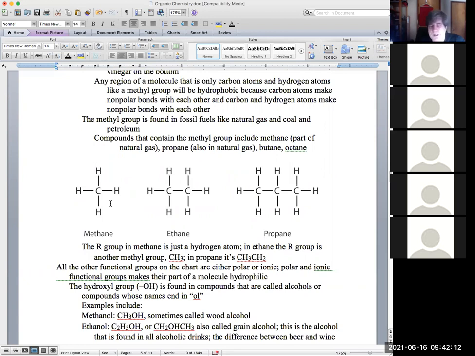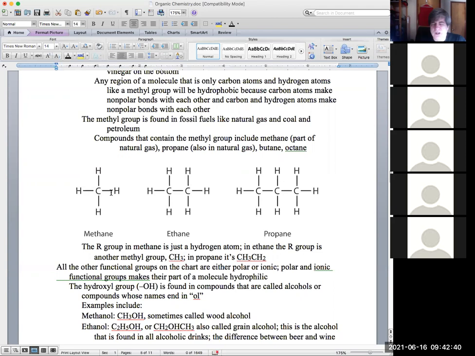And if we really wanted to emphasize that this was a methyl group and it had an R group of hydrogen, we might write this as HCH3 or something like that. But usually we would just write this as CH4. And methane is one of the chemicals that's found in natural gas.